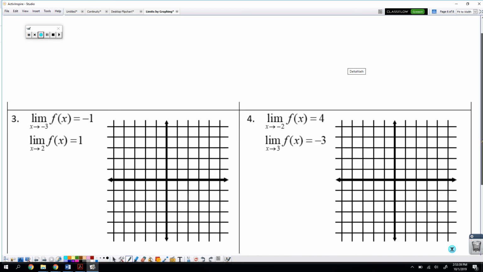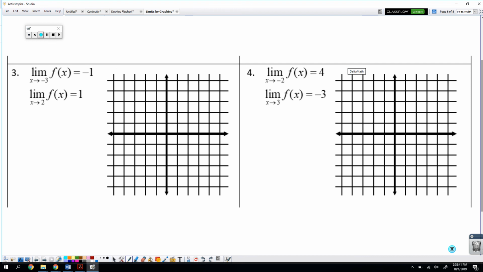All right, next one. Your next one says at -3, we want -1. -3, -1, so I have to go around there. I could go there, but I don't really feel like it. 2, 1, 2, 1. I don't feel like going there this time either. Now I can do anything in between, but I just need to approach them.